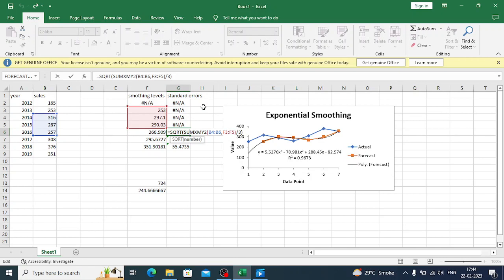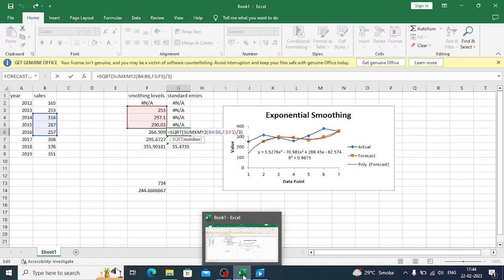Okay, so this is how we are going to use the exponential smoothing command for time series.